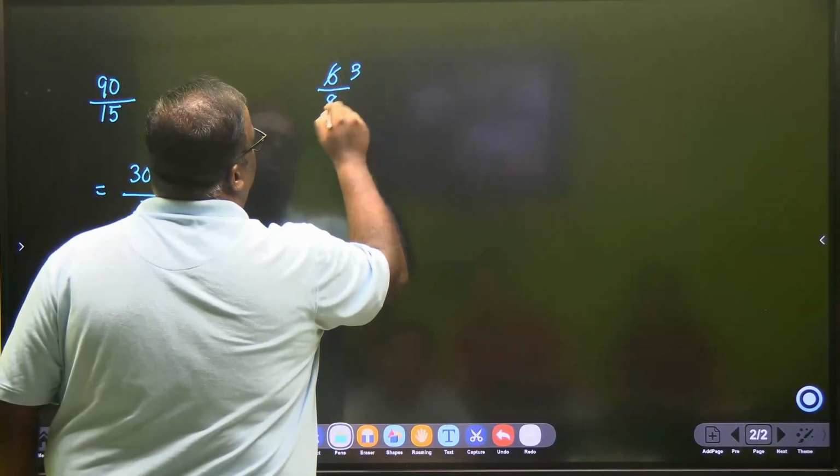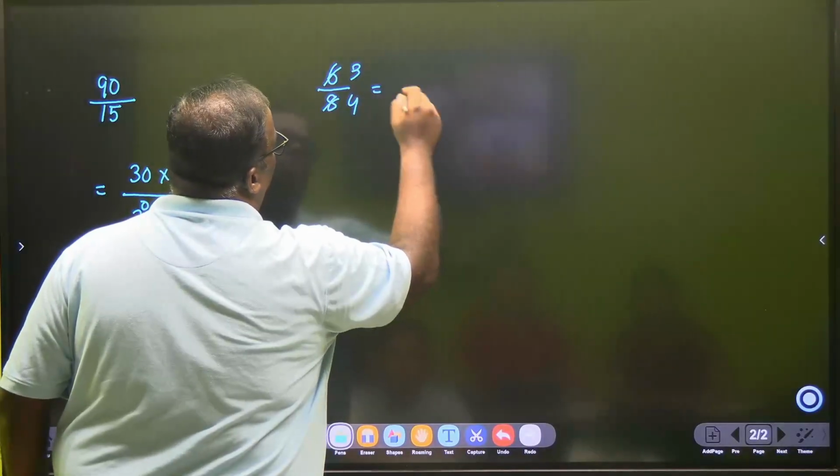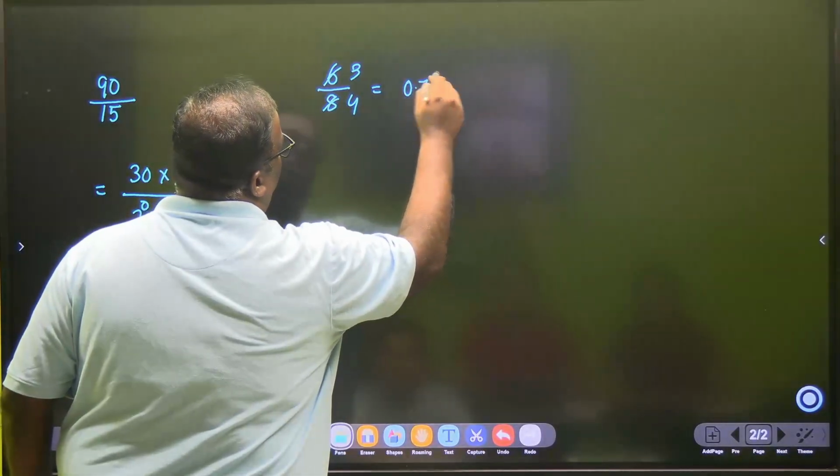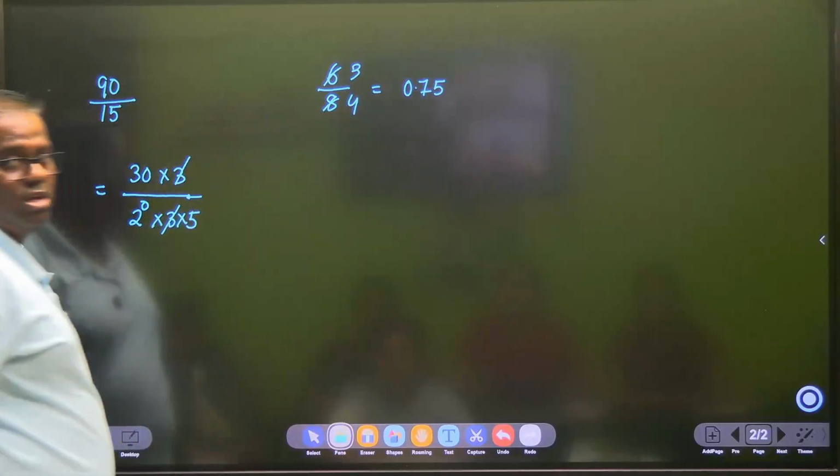2 3s are 6, 2 4s are 8. Ultimately it will be how much? 4 7s are 28, 2 20, 4 5s are 20. 3 by 4 is 0.75.